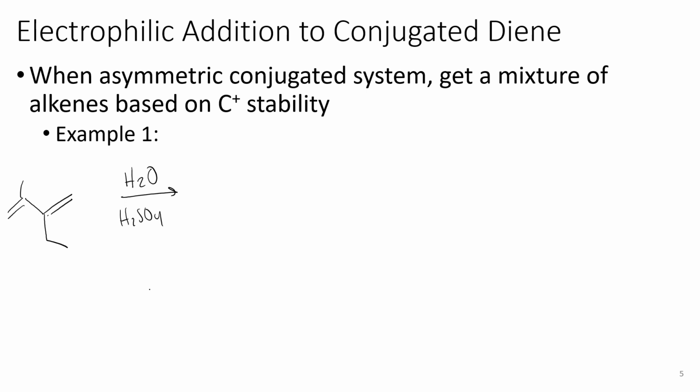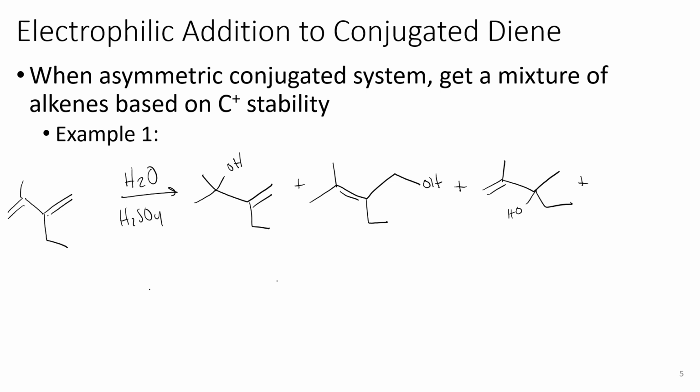So if we look at an example, I have a conjugated system. It is an asymmetric conjugated diene. I'm going to put it in the presence of water and sulfuric acid, and we end up producing 4 different products. So these are the 4 different products that we have.